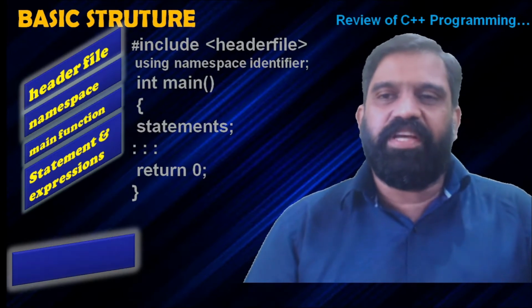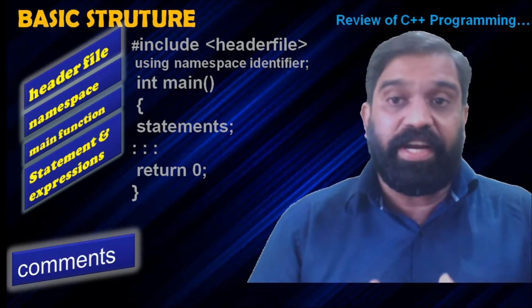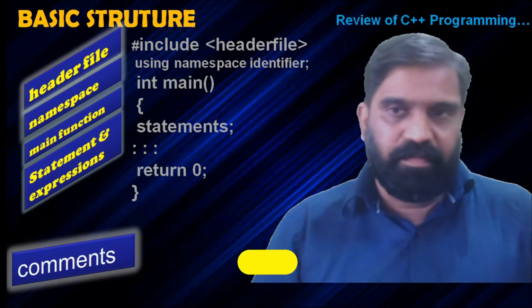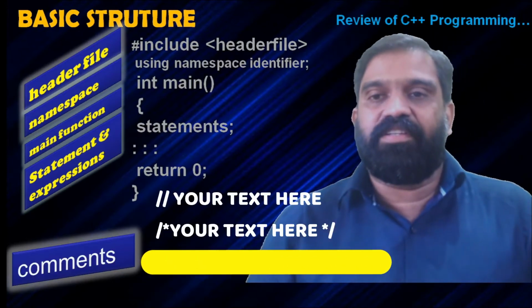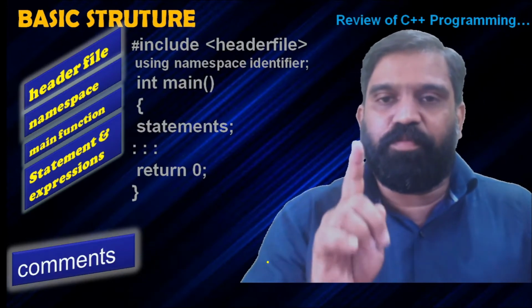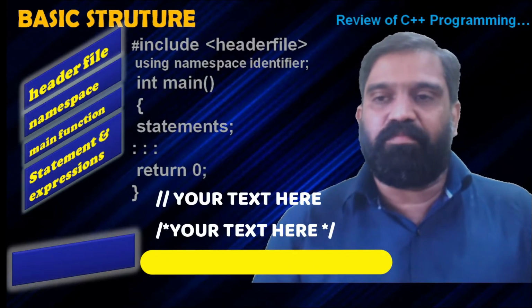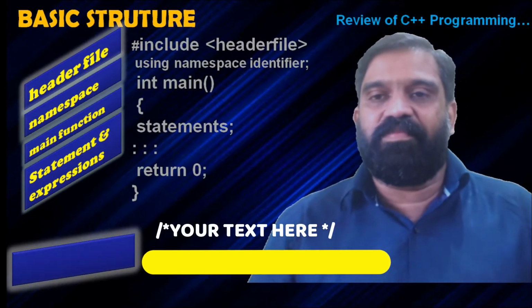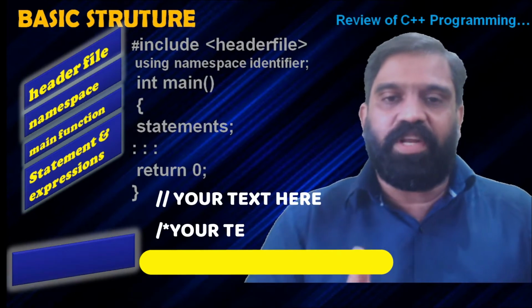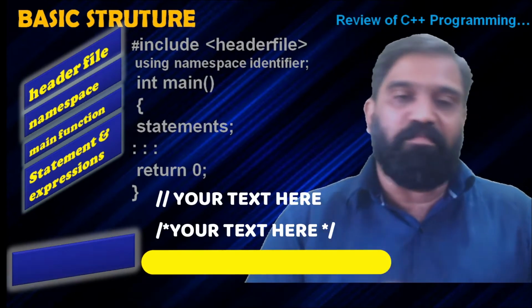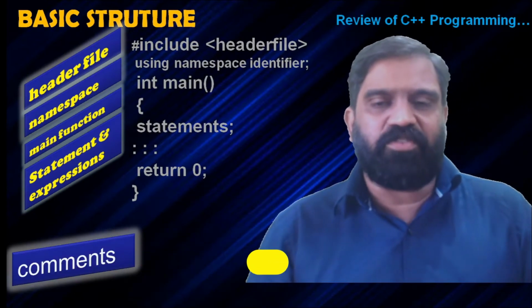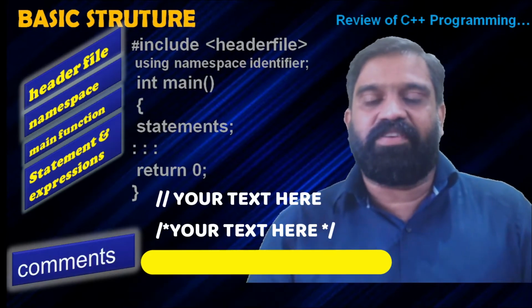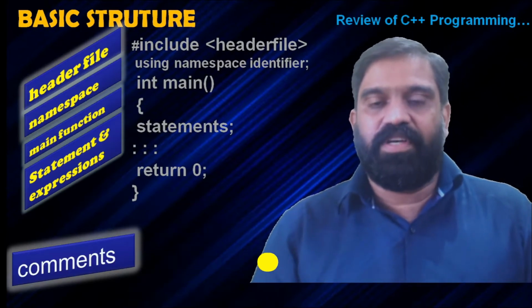Comments play a very important role as they provide internal documentation of a program. They are a line of text added in a program to describe the program. Usually comments are ignored by the compiler. There are two types of comments: single line comments and multi-line comments.